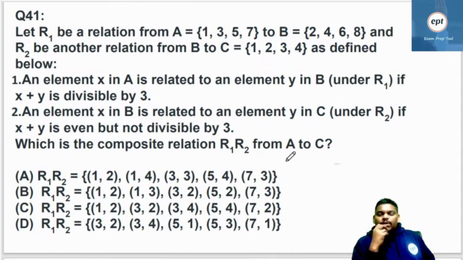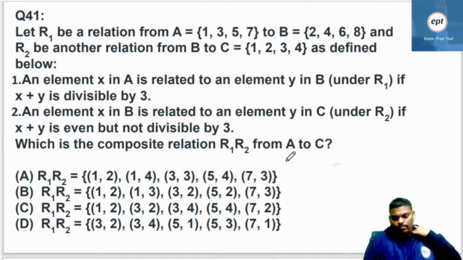Let R1 be a relation from A equal to 1, 2, 3 and so on up to 7, to B equal to 2, 4, 6, 8. And R2 be another relation from B to C equal to 1, 2, 3, 4, defined below. R1 is from A to B, R2 from B to C. An element X in A is related to an element in B if their sum is divisible by 3.